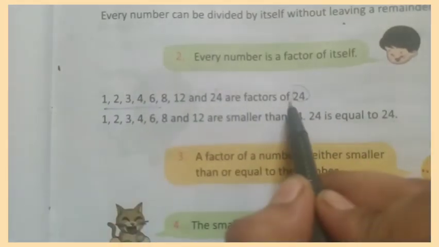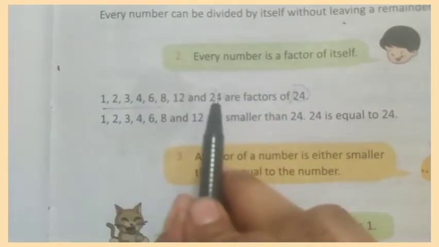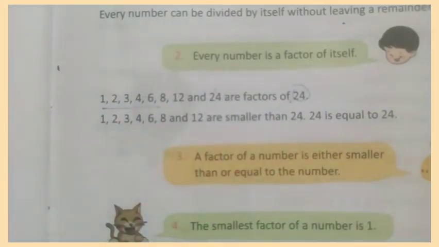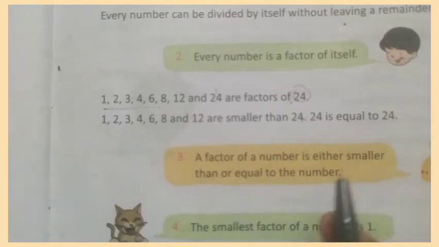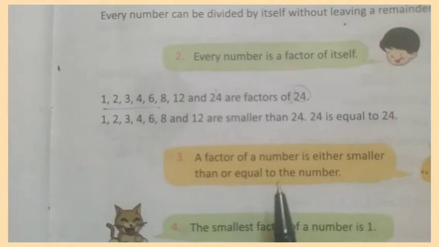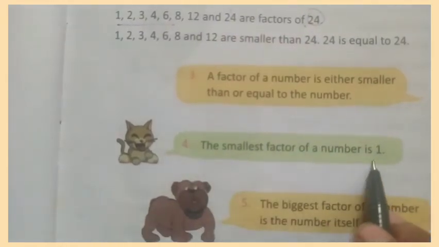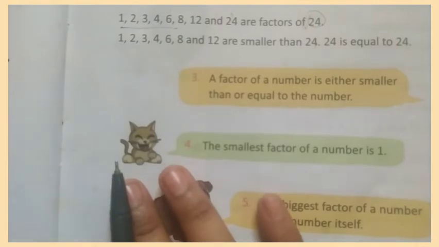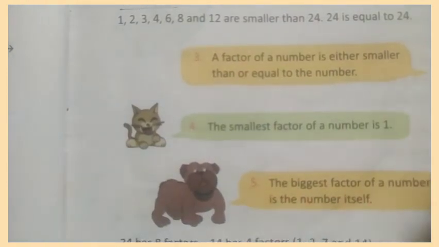These are the factors of 24. These all are smaller than 24 or equal to 24. This is one property: a factor of a number is either smaller than or equal to the number. Now, the smallest factor of a number is 1. For every number, the smallest factor is 1 and the biggest factor is the number itself.